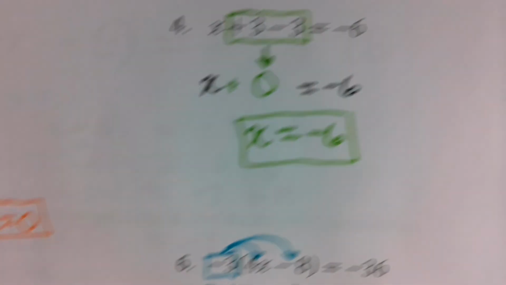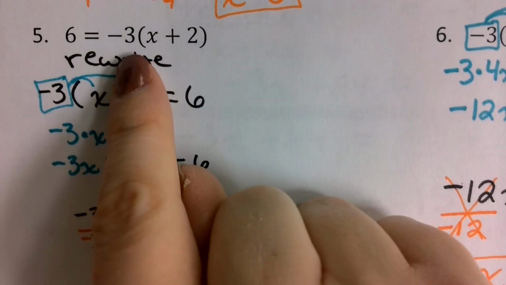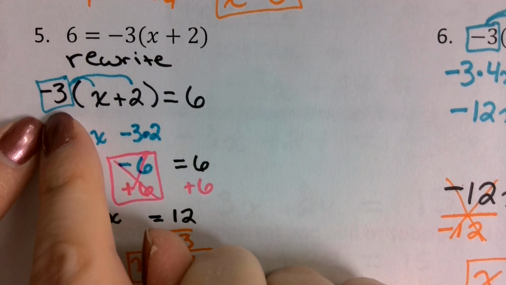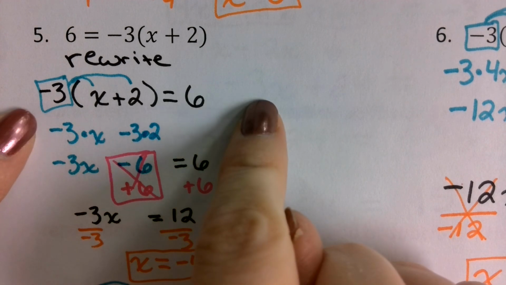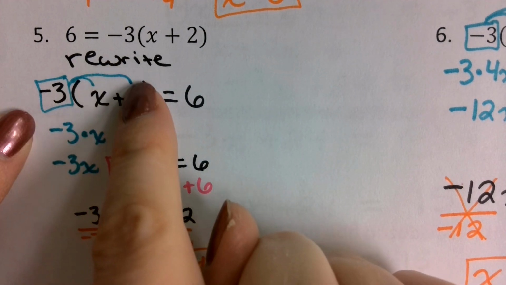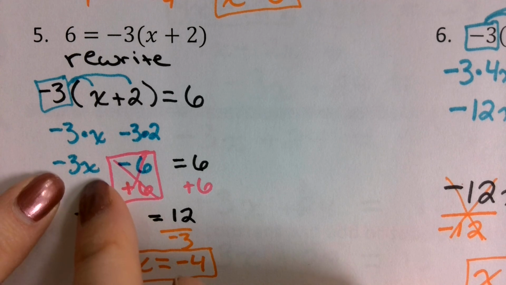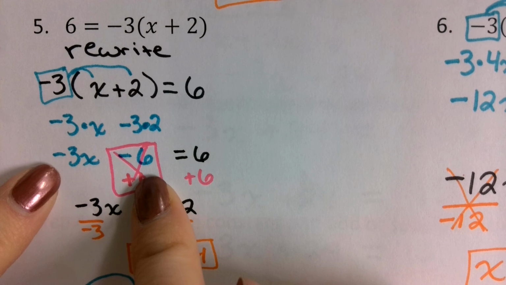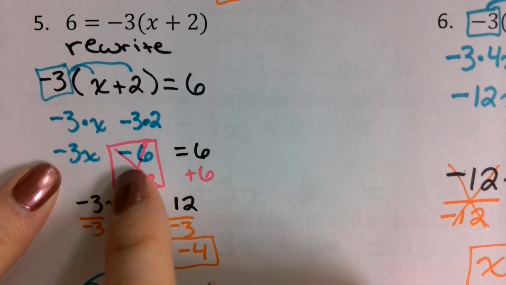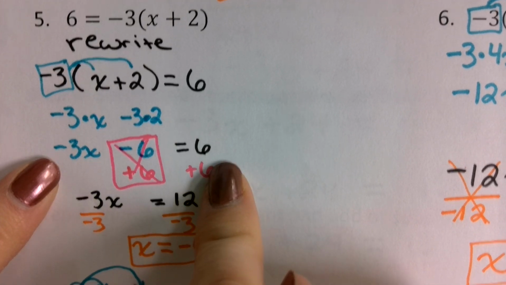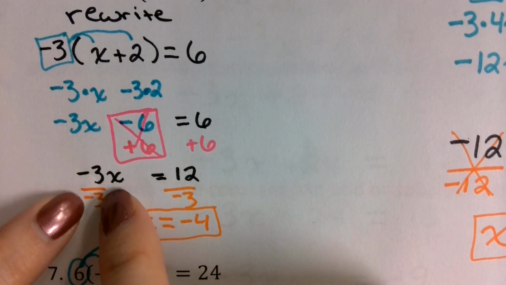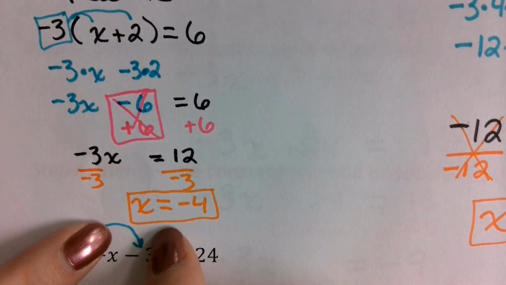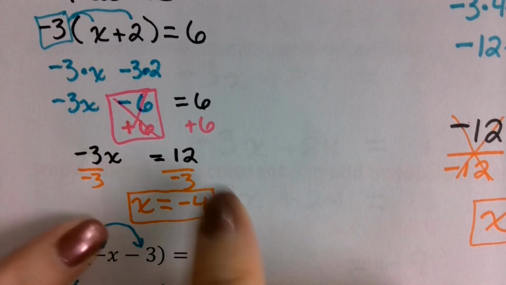Very, very simple one. Number 5, I would recommend rewriting it so that you have the right side on the left and the left side on the right. So that means negative 3 times the quantity of x plus 2 is equal to 6. I would distribute the negative 3 first. Do negative 3 times x, which gives you negative 3x. And then negative 3 times 2, which is going to give you a negative 6. You then identify that negative 6 is your constant, so you should add 6 to both sides. That gets rid of the constant, and you're left with negative 3x is equal to 12. You would then divide both sides by negative 3 and get x is equal to negative 4.